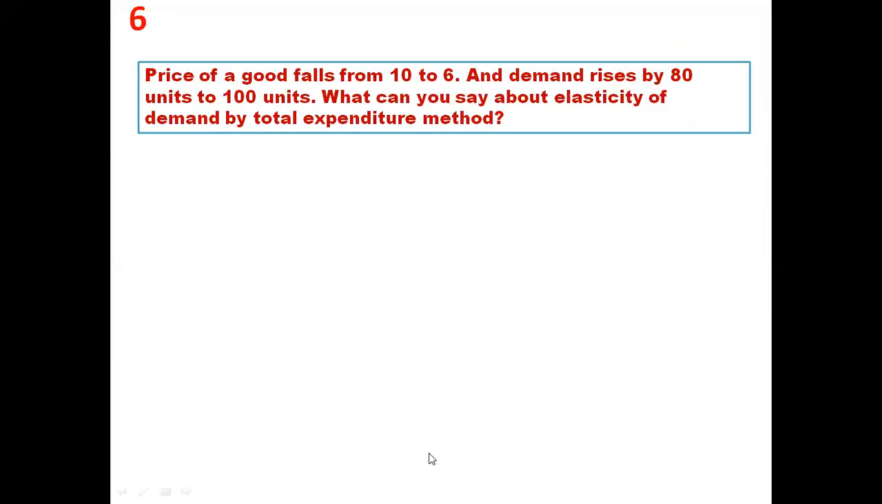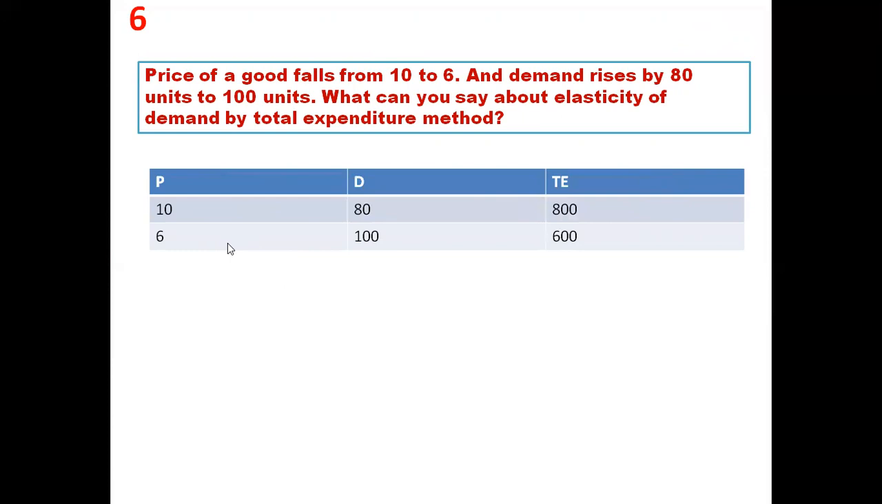Now moving on to the sixth sum. Price of a good falls from 10 to 6 and demand rises by 80 units to 100 units. What can you say about elasticity of demand by the total expenditure method? So we make a table. Price is 10 and 6 and demand is 80 and 100. So what will be total expenditure? 10 into 80 is 800, because total expenditure is P into Q or P into D. D is quantity, and similarly 6 into 100 is 600.